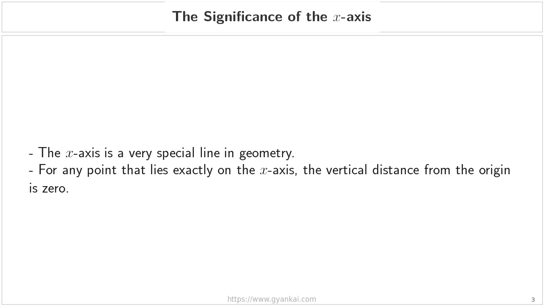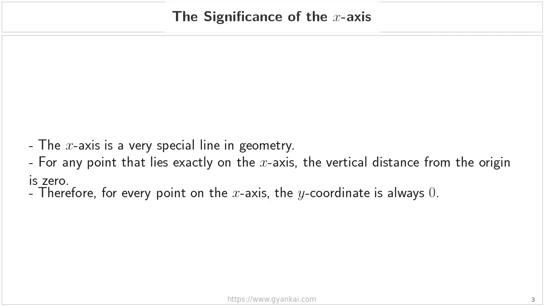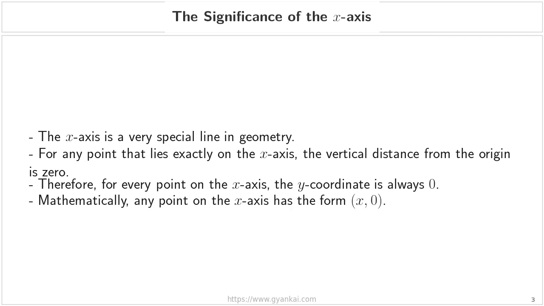The significance of the x-axis. The x-axis is a very special line in geometry. Think about it. If you are looking at any point that lies exactly on the x-axis, there is no upward or downward movement away from the horizontal line. This means the vertical distance from the origin is exactly 0. Because there is no vertical displacement, we can conclude that for every single point located on the x-axis, the y-coordinate is always 0. So, if we were to write this out mathematically, any point sitting on the x-axis will always take the form of x, 0.